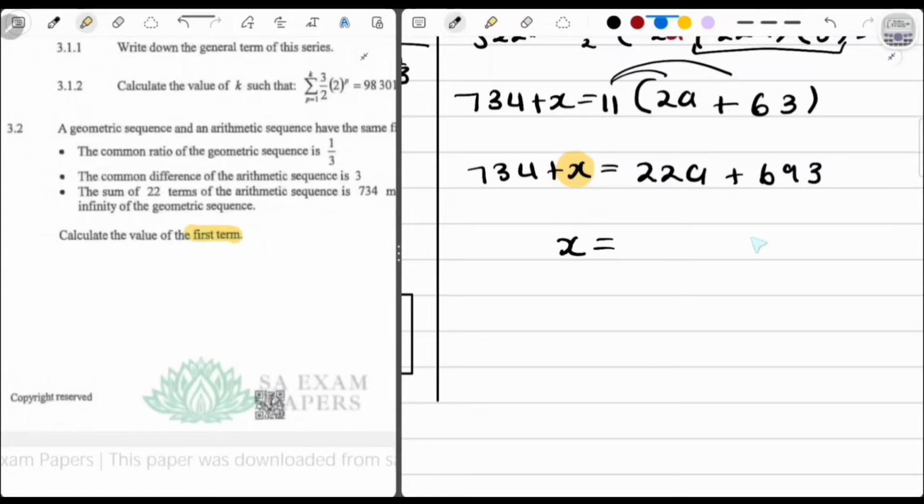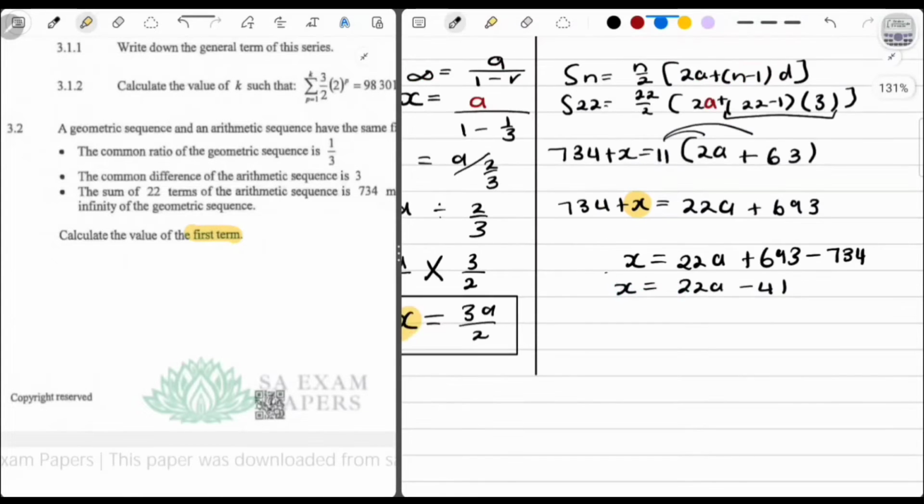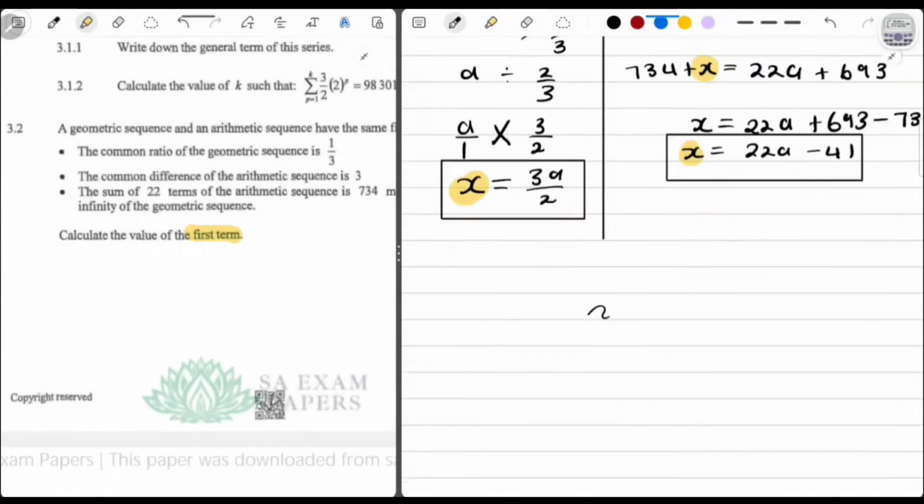So I'm saying x is equal to 22a plus 693 minus 734. So what's 693 minus 734? That is negative 41. So x is equal to 22a minus 41. Okay, so I have a formula for x on both sides. So I'm just going to equate my formulas for x. So I can just say that x is equal to x.